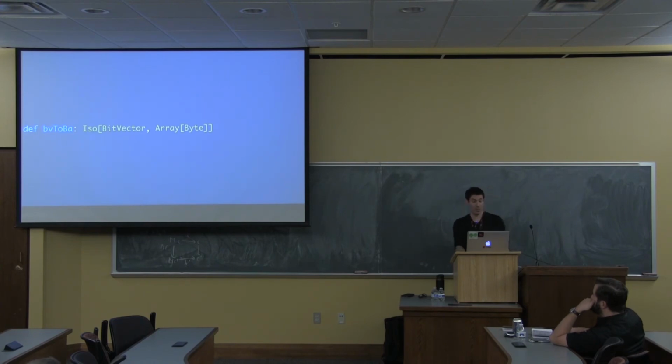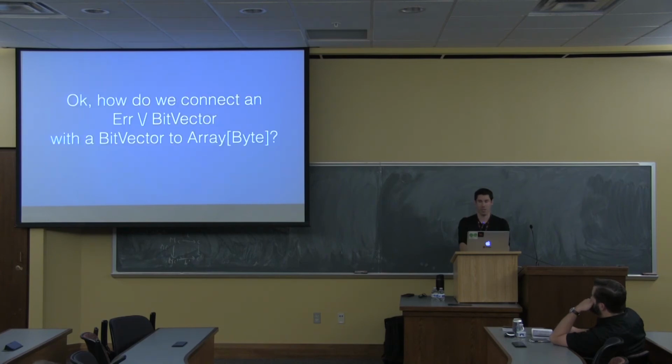We can make an ISO for going from a bit vector to an array of bytes. We can make an ISO for an error or tuple of InetSocketAddress and A to InetSocketAddress and bit vector. So I'm just connecting these pretty simply. I'm going kind of far. So how do we get from an error bit vector composed with a bit vector to an array of byte?